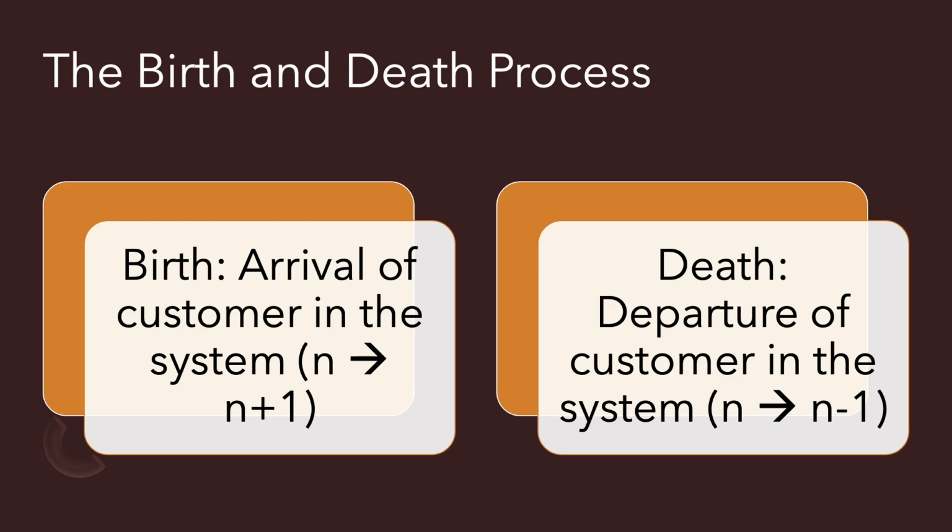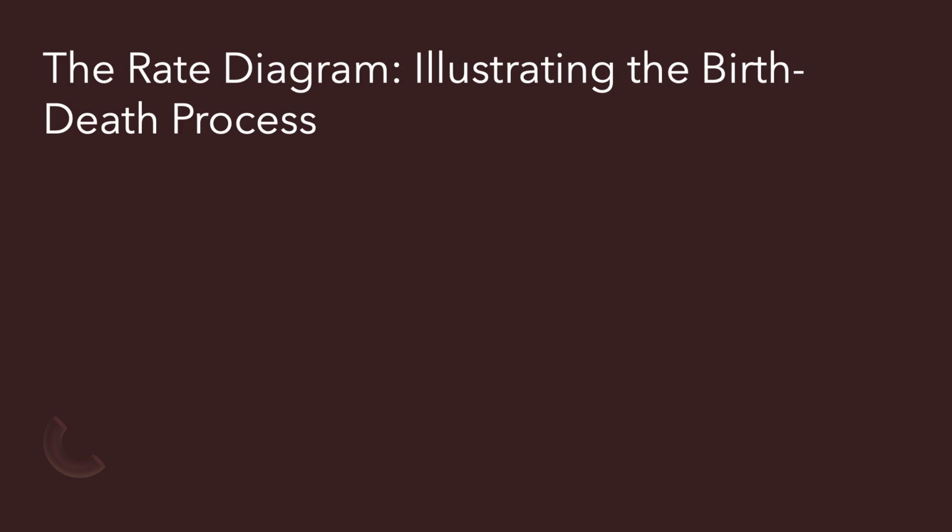In this case, a birth is the arrival of a customer in the system, so that from a state of n it will become n plus 1 because there is a customer that arrived. On the other hand, a death in this case is a departure of a customer in the system, so that from a state of n it will become n minus 1. And the best way to visualize the birth death process is through the rate diagram.